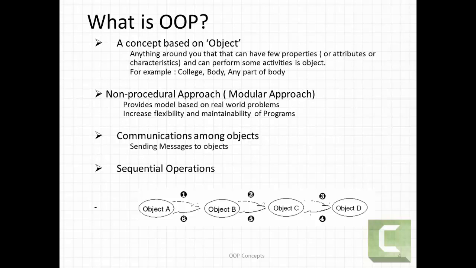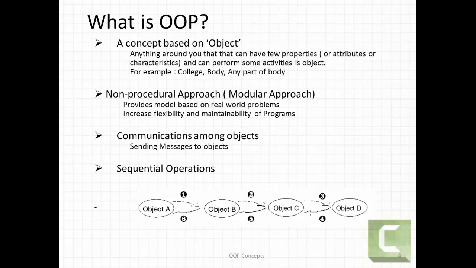OOP is a sequential operation. So there is a set of objects in a program, in a project, or in a module. Those objects communicate with one another. Object A sends message 1 to object B, B sends message 2 to object C, object C sends message 3 to object D, D returns message 4 to C, C returns message 5 to B, and B returns message 6 to object A. So you can see that a certain communication is happening to make this flow work.